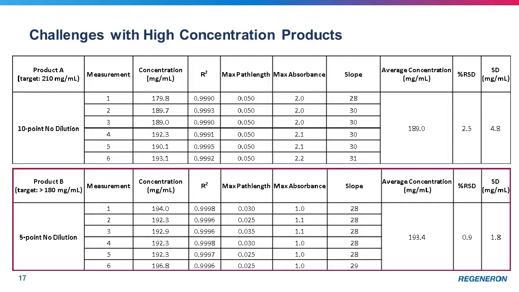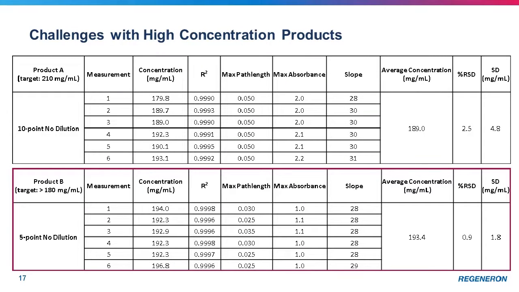So to share some of our data at Regeneron, we analyzed 2 high concentration products using different techniques. The top chart here displays 6 measurements of a product with a target concentration of 210 milligrams per mil using a 10 path length measurement. It can be noted that at the maximum path length, the absorbance values begin to exceed 2 absorbance units. This is where the method begins to diverge from the Beer-Lambert law, as we saw on the previous slide.